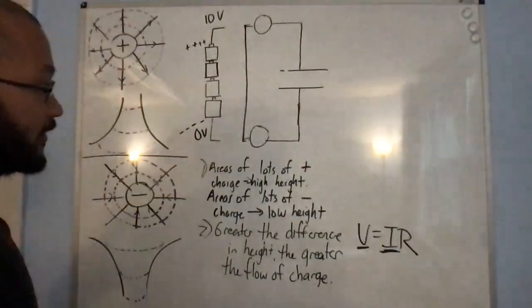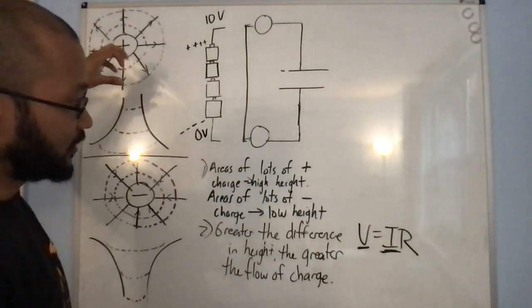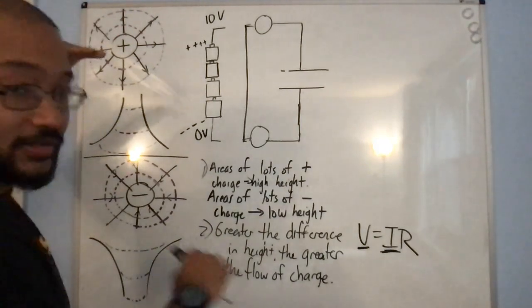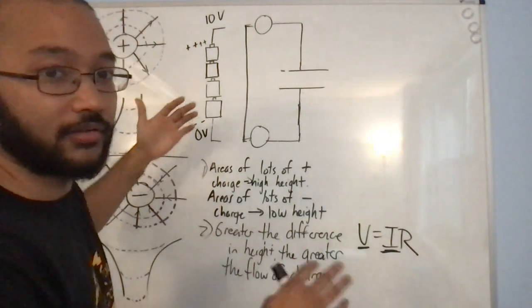Hopefully that was helpful. Just to summarize, the key idea here is lots of positive charge is like a high height, lots of negative charge is like a low height. And when you have a difference in that height, you're going to get flow of charge. The greater the difference, the greater the flow of charge.